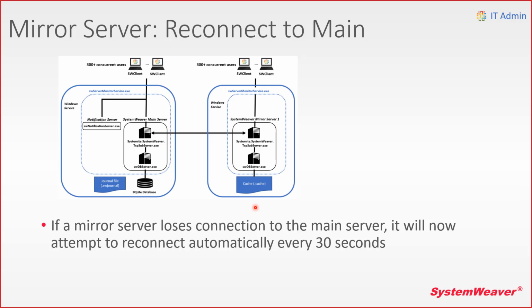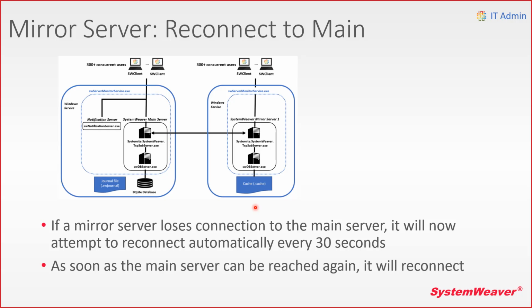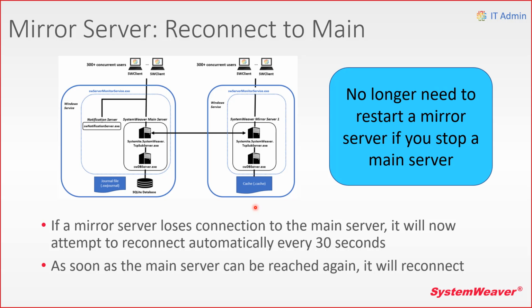With R37, if your mirror server loses connection to the main for whatever reason, you might have brought it down or whatever, it's now going to attempt to reconnect automatically every 30 seconds. And as soon as it can reach the main server, it'll connect again. So you no longer have to restart a mirror if you stop a main.